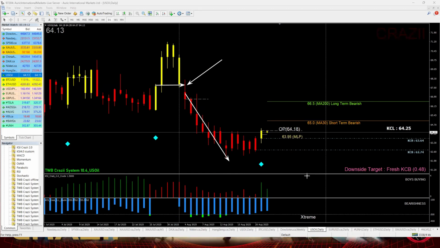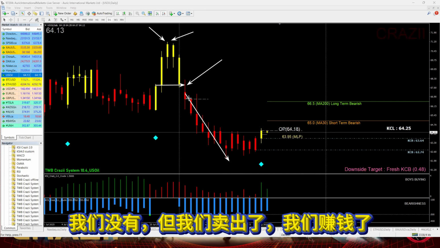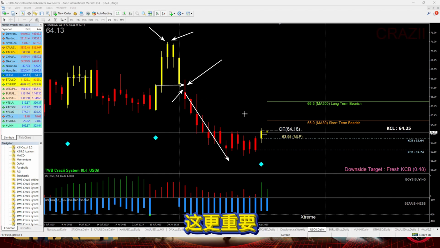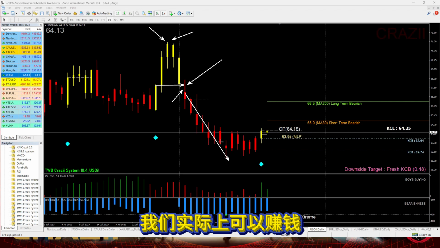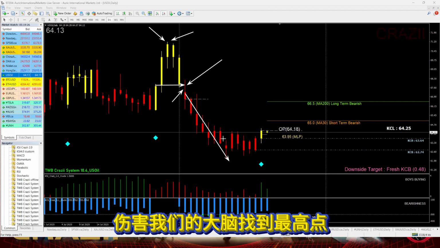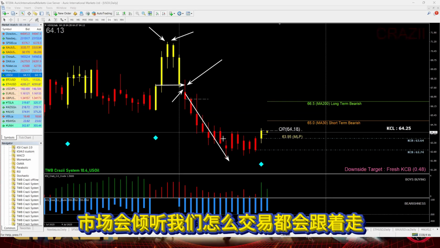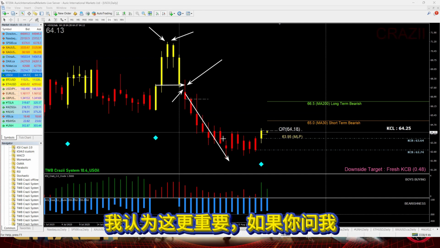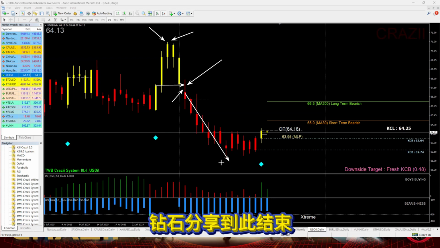You see? We did not sell at the top, but we sell and we make money. That's more important. For our trading strategy, when we trade, we actually get to make money. We may not catch the highest point because we don't crack our brains to find it, but we get a pivotal point where the market will listen to us for whatever we trade. I think that is even more important. So with that, this is the end of the diamond sharing.